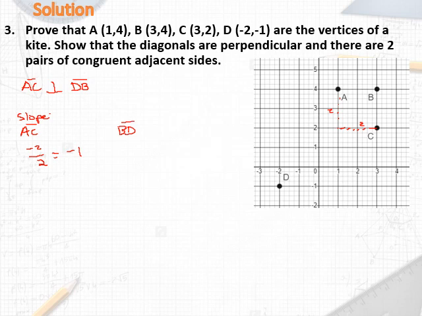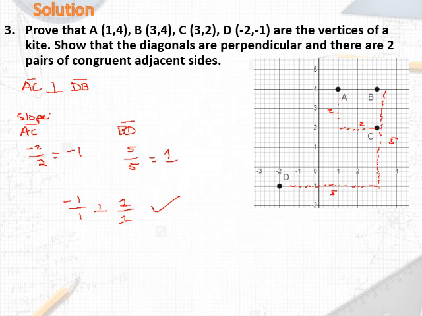BD, so that's 1, 2, 3, 4, 5, and up 1, 2, 3, 4, 5. So 5 up, 5 right, simplifies to be +1. And if you were to put it as a fraction, -1 over 1 will be perpendicular to +1 over +1, which is the case. So this is true. Diagonals are perpendicular.